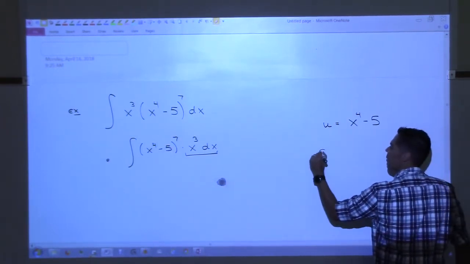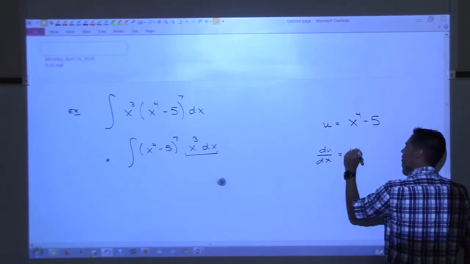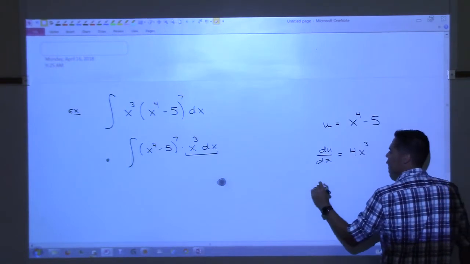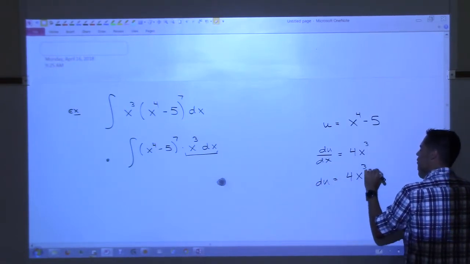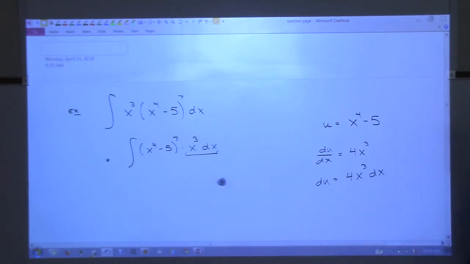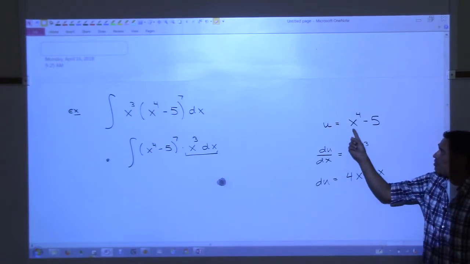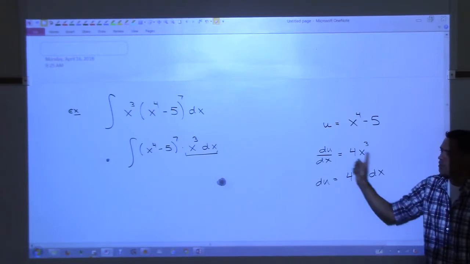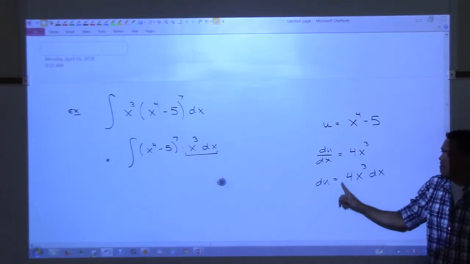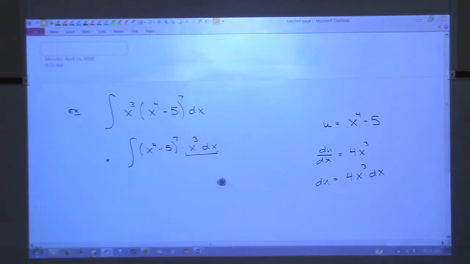So let's go over here. du dx is 4x cubed. And then multiply both sides by dx. That step right here, multiplying both sides by dx, you pretty much will do every single time. So from this point forward, I'm going to go straight from here to here. I'm no longer going to multiply both sides by dx. I'm just going to go from here to here. All right? It just saves us time.